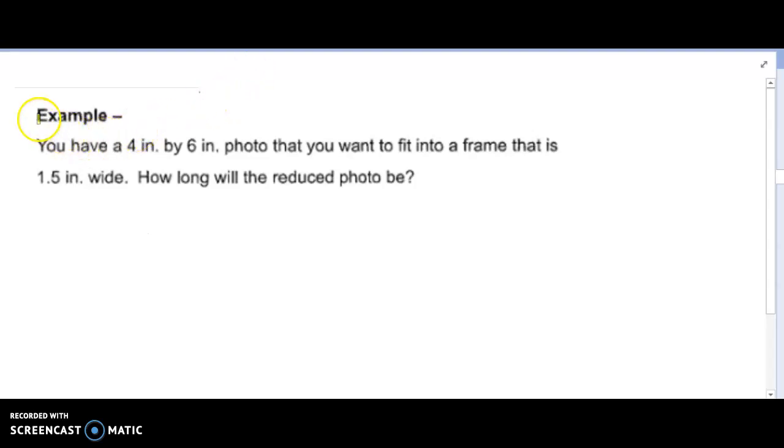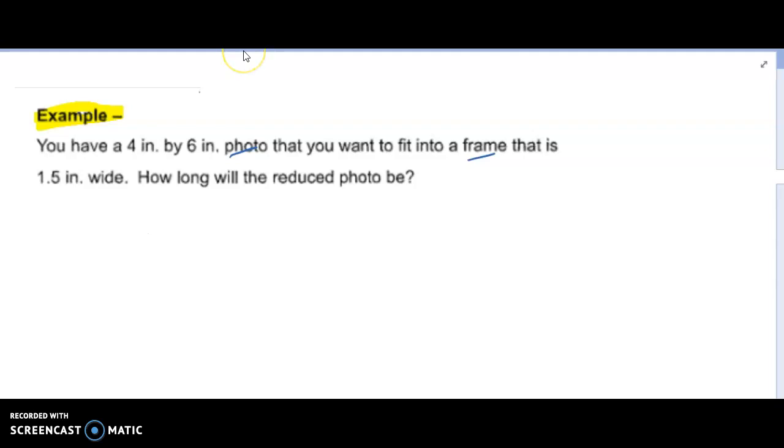All right, so I want you to go and find the part that has this example here that talks about putting a photo into a frame. Okay, so I'm going to pause this, give you a couple minutes to find that, and then we'll go over it. All right, so hopefully you found this by now.